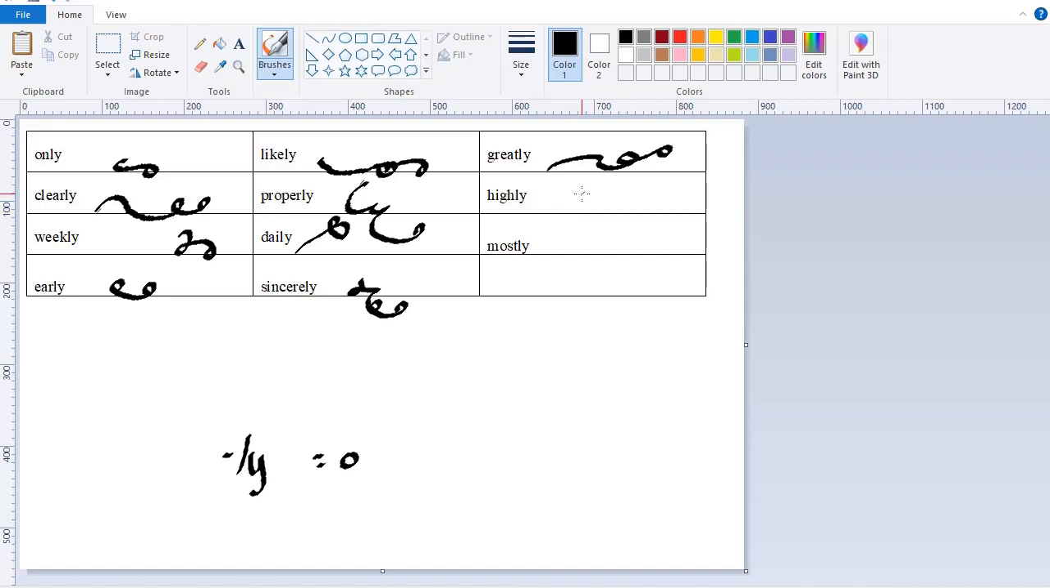Next, we have "highly." So, we have high, and then li. So, this is a special stroke. Next, "mostly." We have M, we have O, and then we have S, and then T, and then li. Mostly. Okay, so that's it for our li words.